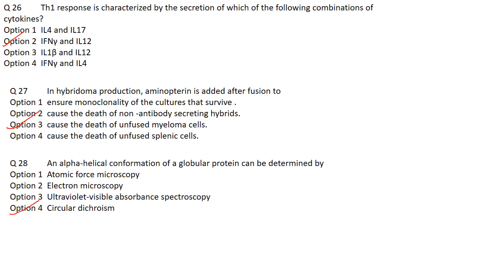Th1 response is characterized by the secretion of which of the following combination of cytokines? They have asked for Th1, that is interferon gamma and interleukin 12. That will be the secretions by Th1 cells. Then next one. In hybridoma production, aminopterin is added after fusion too. So after fusion, it causes the death of unfused myeloma cells. Answer is option 3. Then an alpha helical conformation of a globular protein can be determined by. So this can be determined by circular dichroism. Answer is option 4.